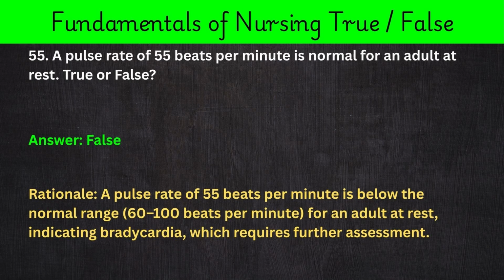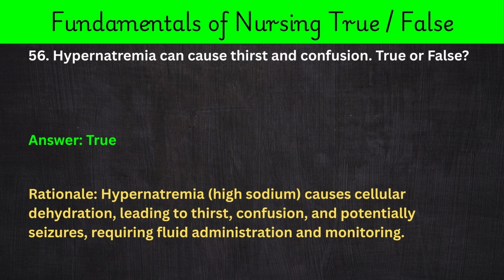True or false? Answer. False. Rationale. A pulse rate of 55 beats per minute is below the normal range, 60 to 100 beats per minute, for an adult at rest, indicating bradycardia, which requires further assessment. 56. Hypernatremia can cause thirst and confusion.